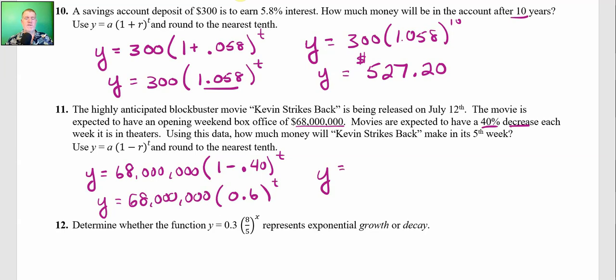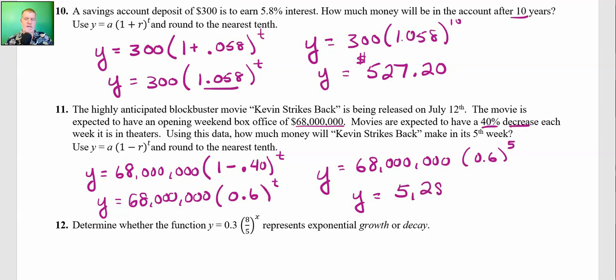All right. I want to know how much money 5 weeks later this movie is still going to make? Because the more money it makes, the better it is for me. 68 million times 0.6 raised to the 5th power. Oh, that's still all right. In the 5th week, it's going to make $5,287,680. I'll take that. Oh, over a month later, still making them $5 million bucks. That's all right.